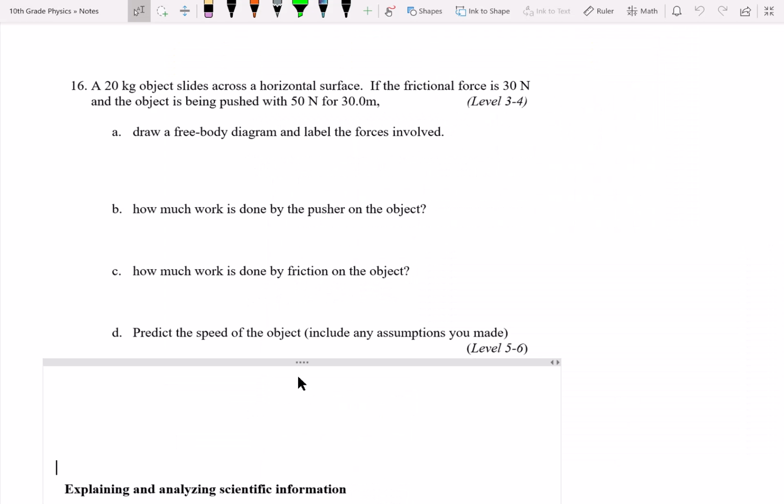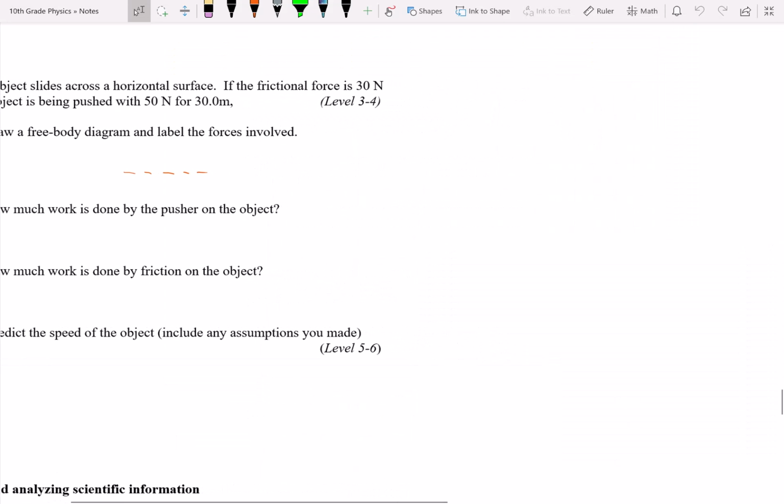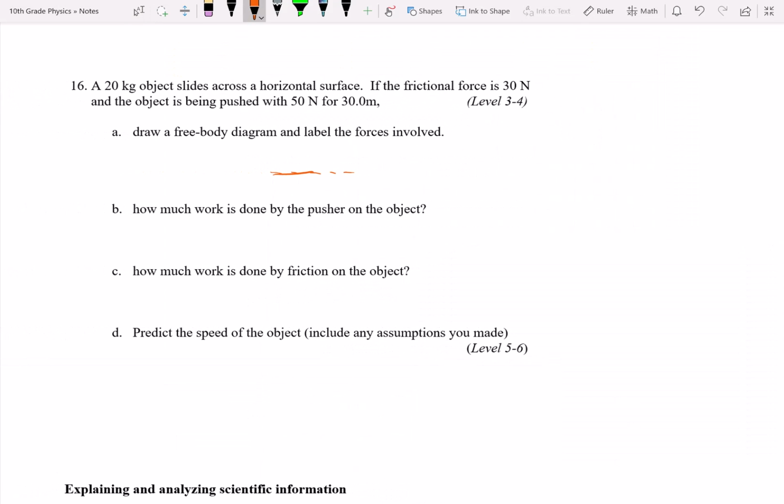Okay, 16, we're sliding a 20 kilogram object across a horizontal surface, which means we're going to start this one. We have a horizontal surface, and we're sliding an object across that surface. This object weighs 20 kilograms. The frictional force is 30 newtons, and the object is being pushed with 50 newtons. So there's no need to calculate static friction or kinetic friction because they just tell us the amount of friction that's on it already.